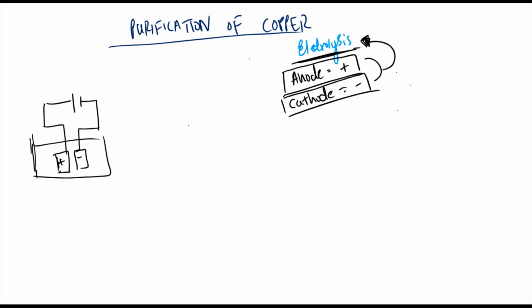Now, because this is the positive terminal, remember that the longer line represents the positive terminal of a cell and the smaller side represents the negative side of the cell. तो ये positive हो गया, negative हो गया. So technically this is the anode and this is the cathode.